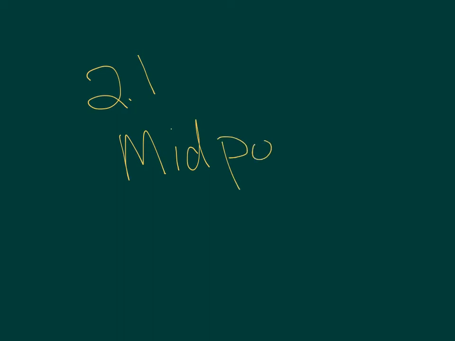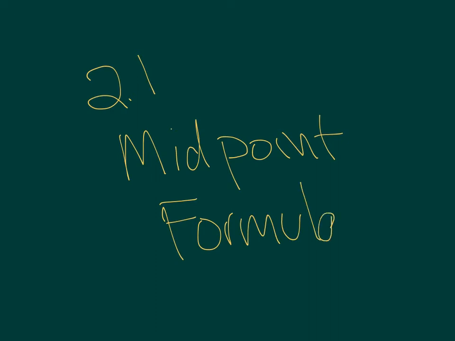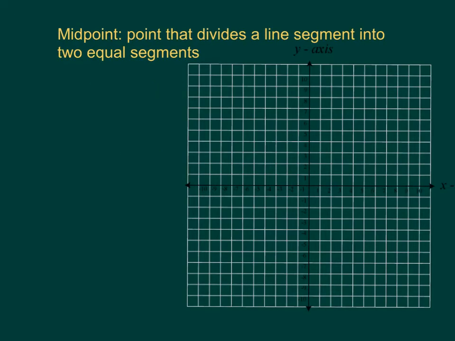Alright, ladies and gentlemen, today we are going to look at section 2.1, which is the midpoint formula. The midpoint formula is literally finding a point in between two other points, which is in the middle. The definition of a midpoint is a point that divides a line segment into two equal segments. So again, it's just a matter of it being in the middle.